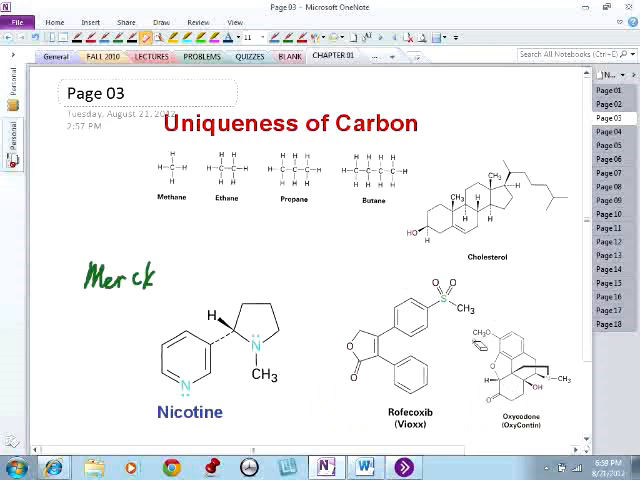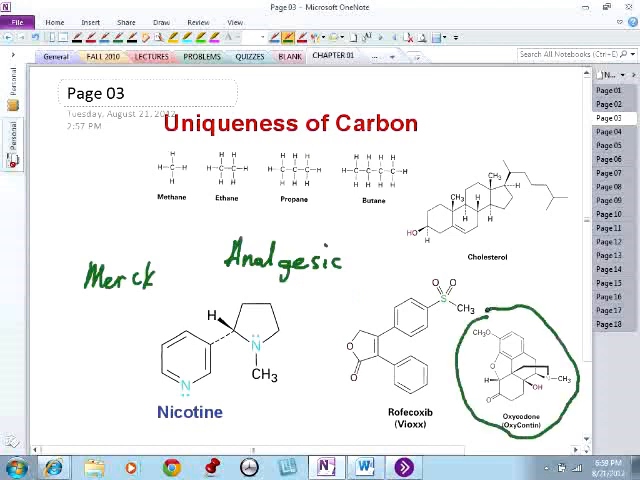This here, OxyContin, is also an analgesic. It is a painkiller used for fever and all that kind of stuff. So this is also a pharmaceutical drug. You can see here the complexity of this molecule.